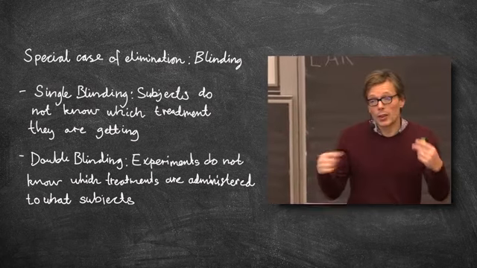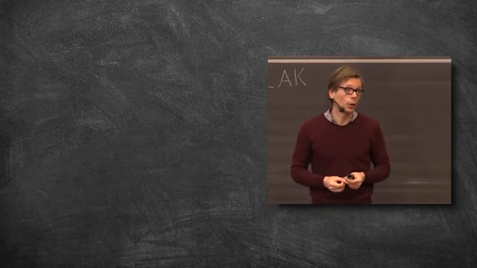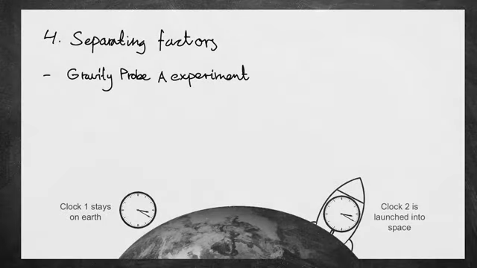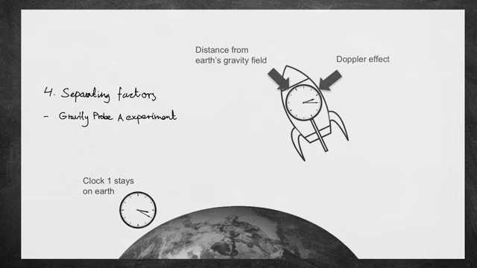Okay, a further form of performing control is separation. We cannot always eliminate the influence of a factor, but often we're able to separate out a number of factors. This was the case with the Gravity Probe A experiment that I told you earlier about. There we had the problem of a Doppler shift in the treatment group. And we didn't want that. The only effect we wanted to have was the distance to the gravity field. That was the experimental intervention.